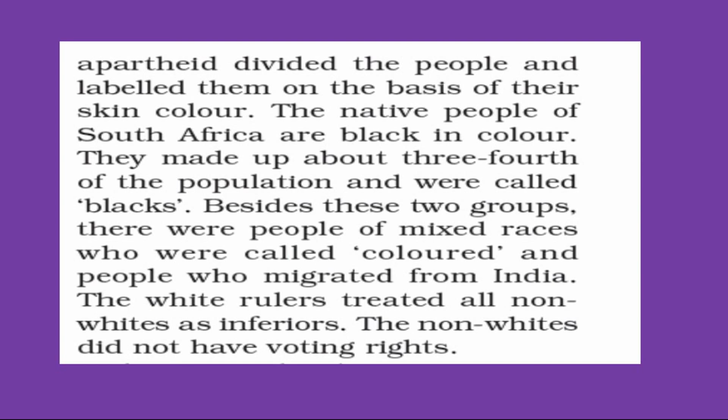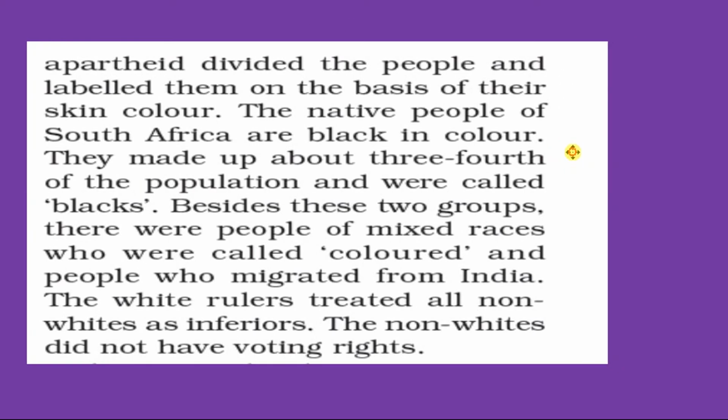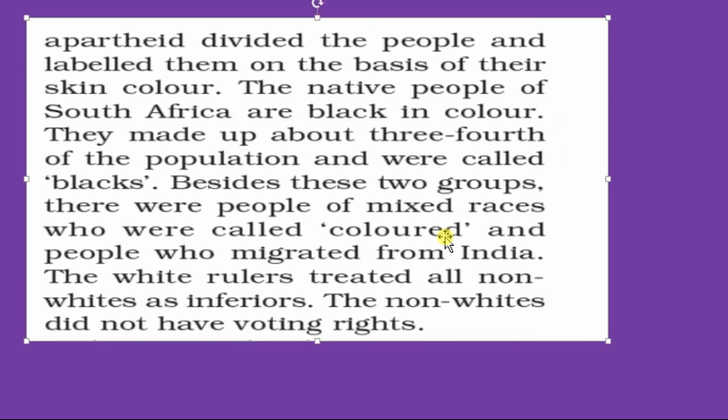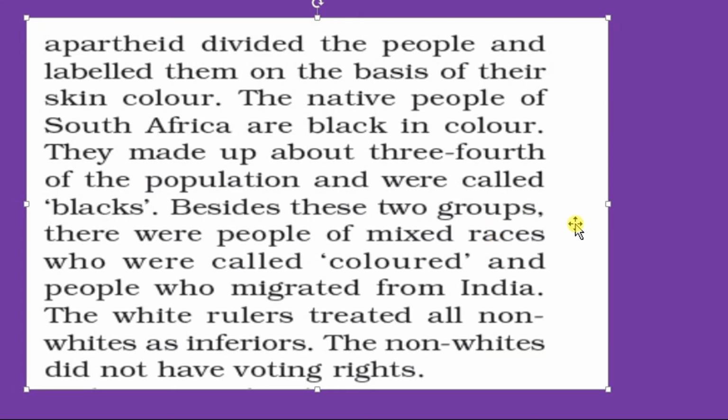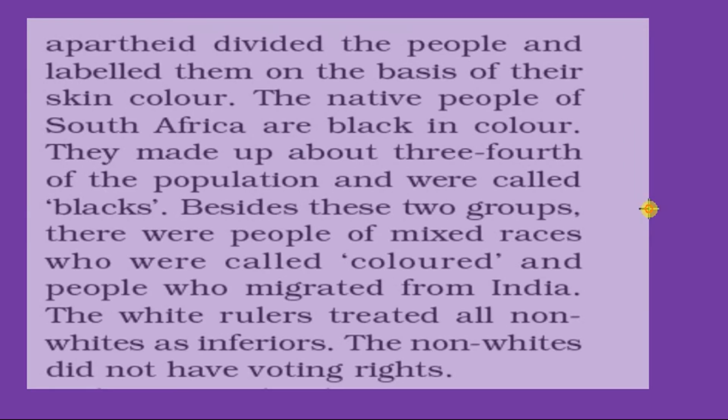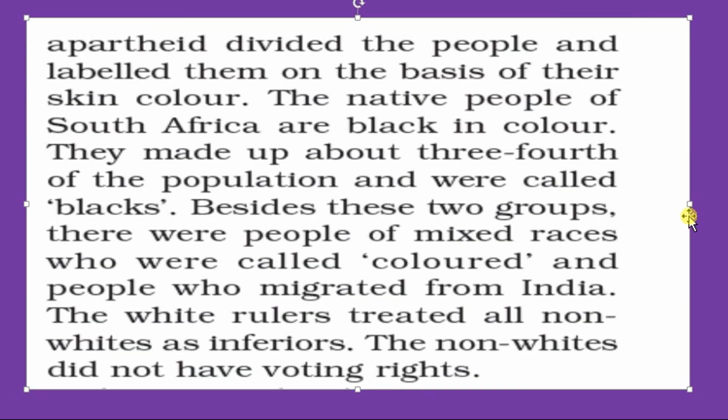The white rulers treated all non-whites as inferior. What is very important, we have to understand that all non-whites were treated as inferior by the European settlers. The non-whites did not have even the voting right. So this is a clear case of discrimination in their own motherland just because of the color.